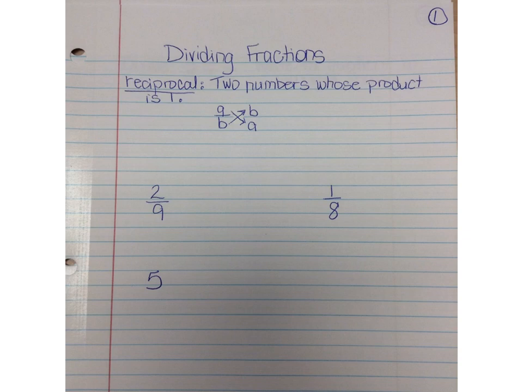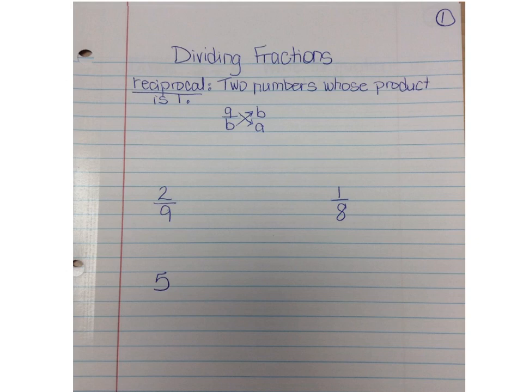Okay, so our first lesson is going to start with a definition. It's a definition of a reciprocal. A reciprocal is two numbers whose product is 1. And product, remember when you see the word product, you think multiplication. So we have an example, A over B and B over A. They are reciprocals because when you multiply A times B, you get AB. And then when you multiply B times A, you get the same two letters, which is equal to 1.